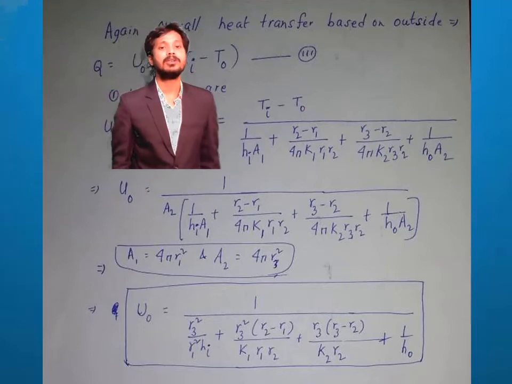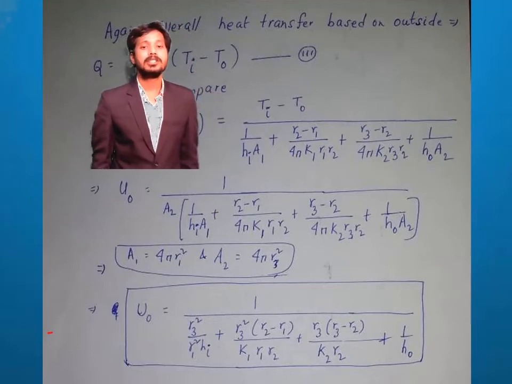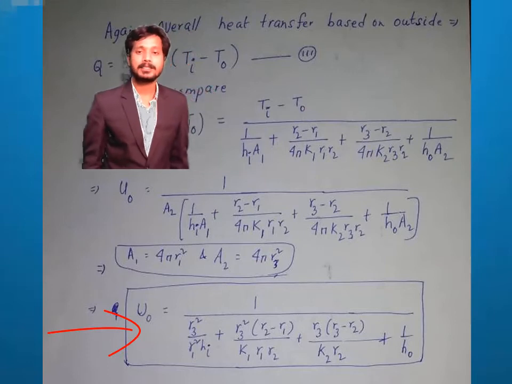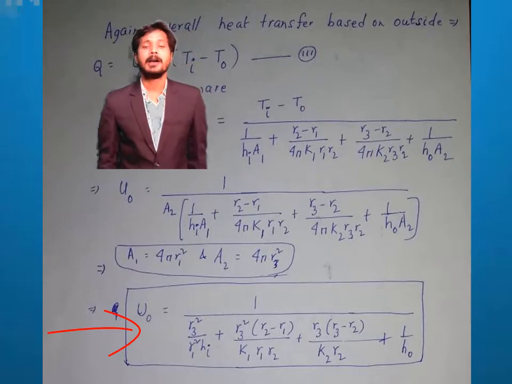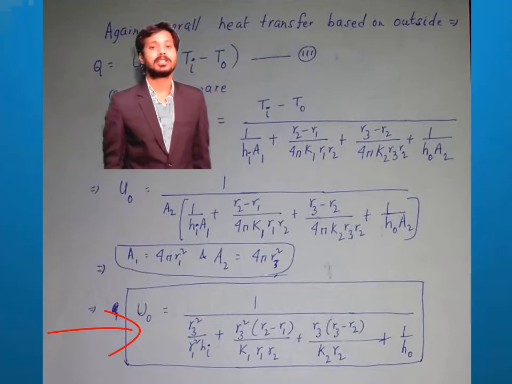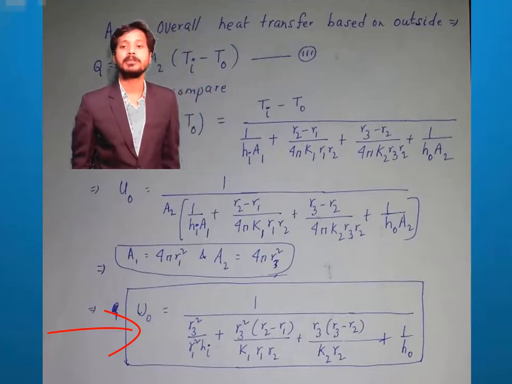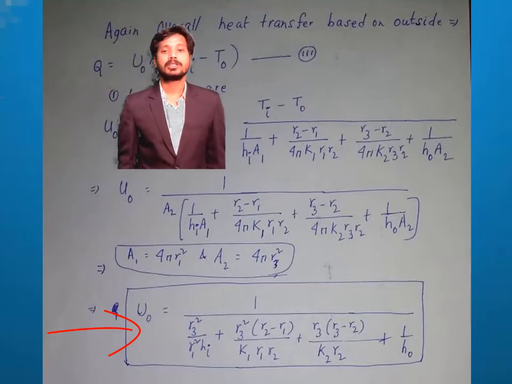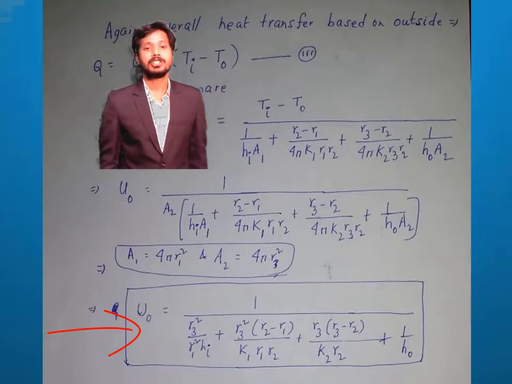So if I put in the values, finally U naught equals 1 by r3 square by r1 square Hi plus r3 square into r2 minus r1 by K1 r1 r2 plus r3 into r3 minus r2 by K2 r2 plus 1 by H naught.